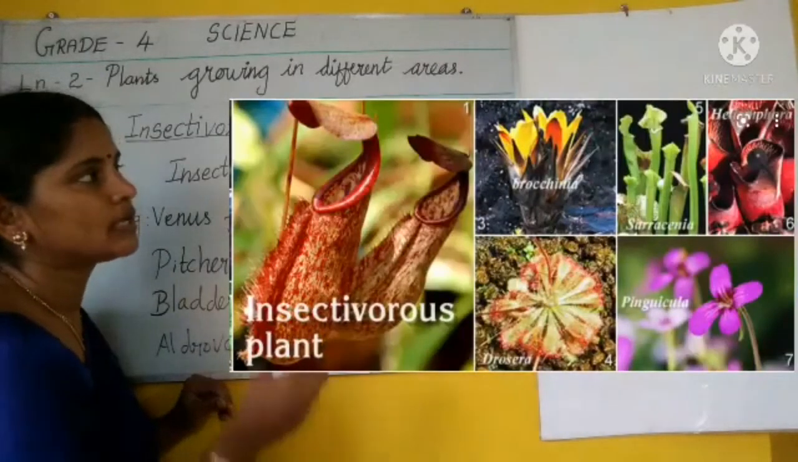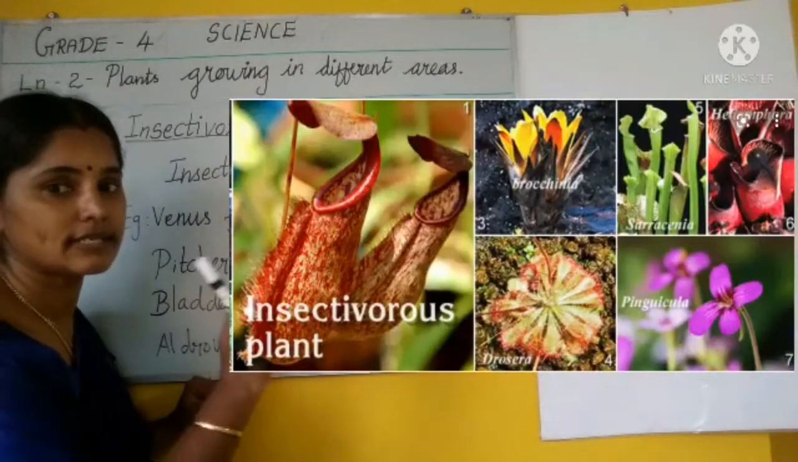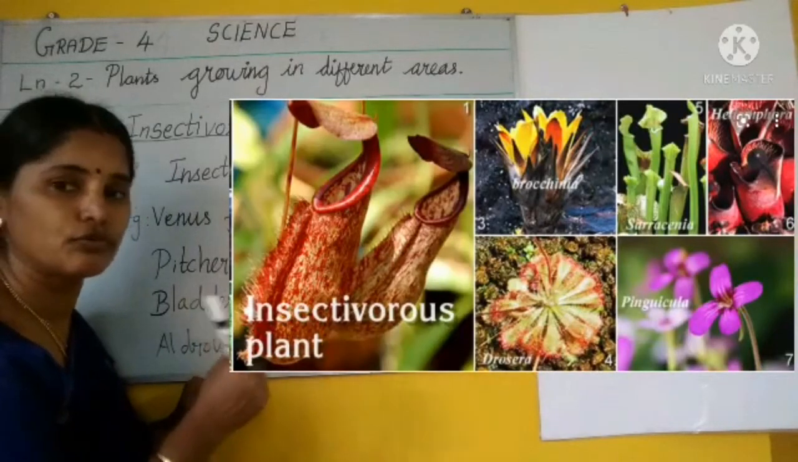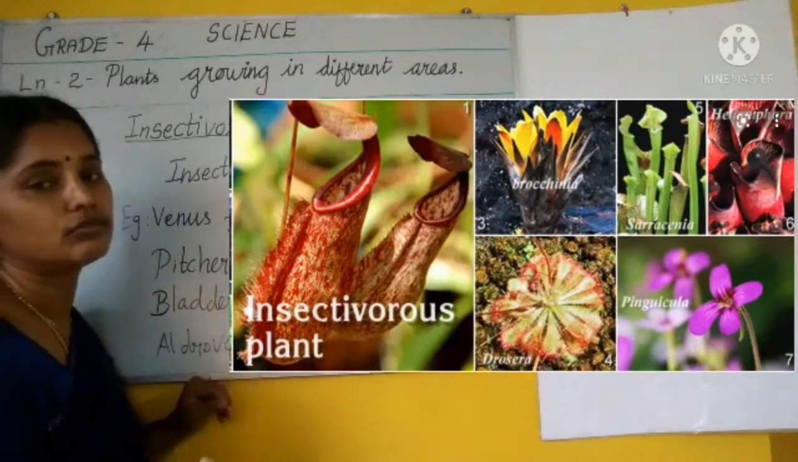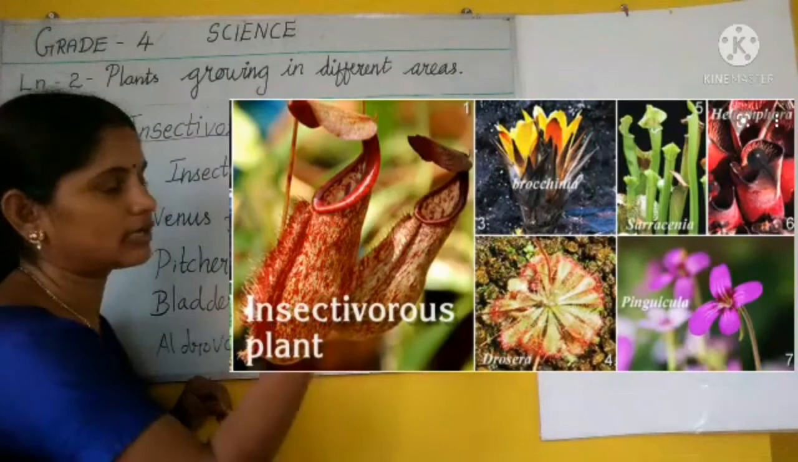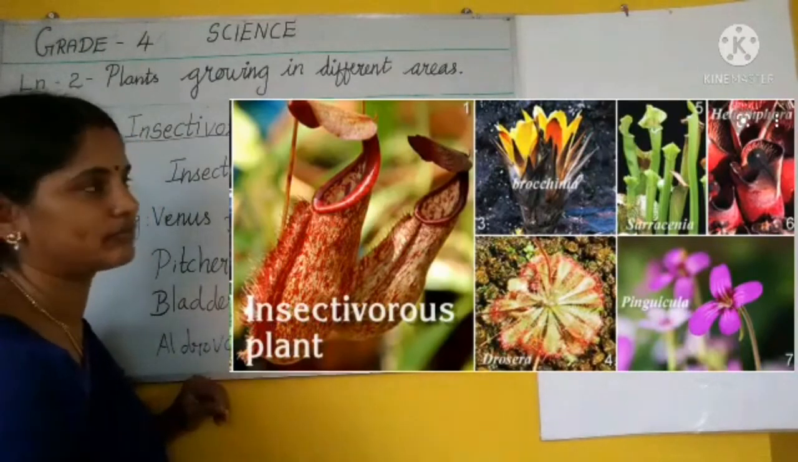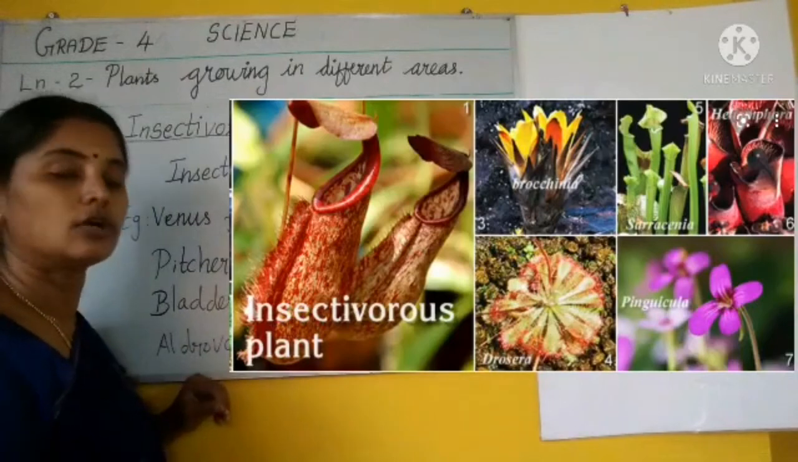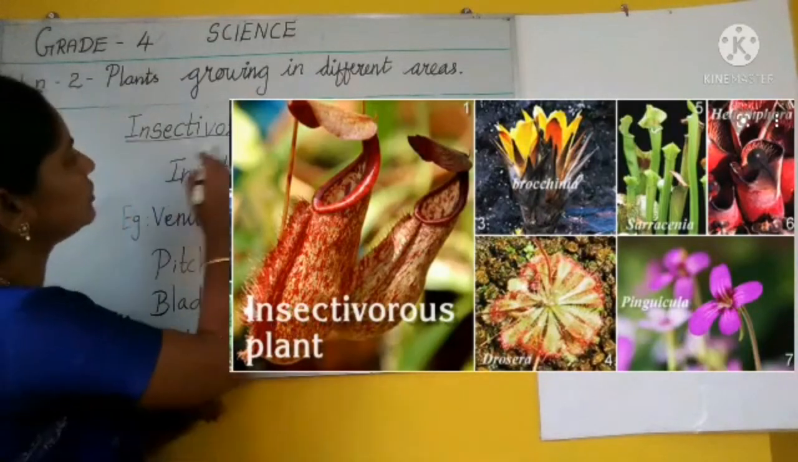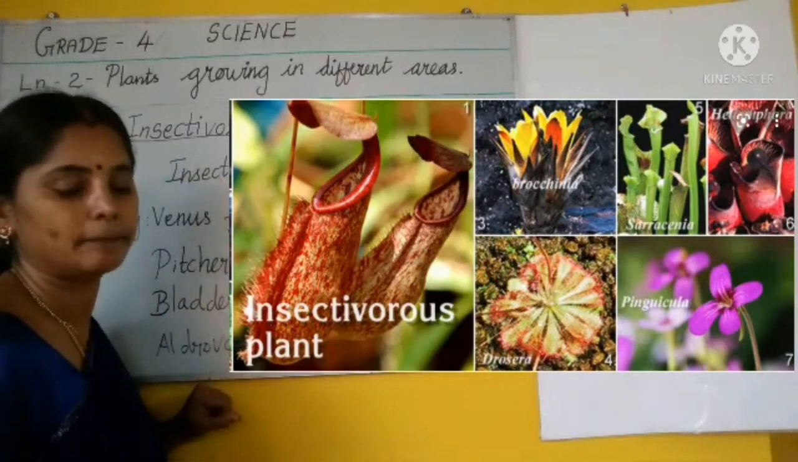Clear, children? See, if you go on Google, type insectivorous plants and watch a few videos, it will give you some clear ideas. Here I can't show the videos; I kept only the pictures. Go on Google, type insectivorous plants and view some videos. Okay, clear, children?